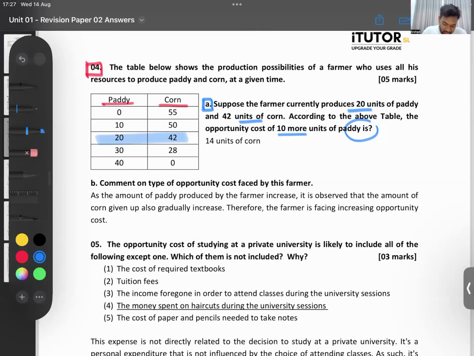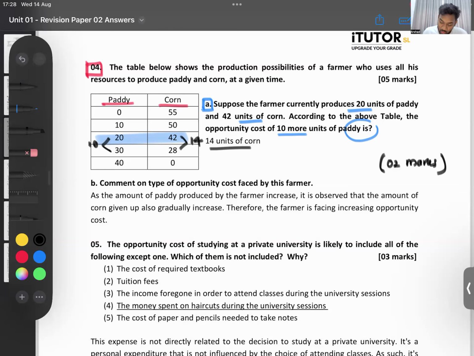They are saying, what is the opportunity cost of producing 10 more paddy? So to produce 10 more paddy, how much corn should I sacrifice? To produce 10 more paddy, I have to sacrifice 14 units of corn. So that has to be a complete answer. If you only say this, for this question you will get 2 marks. 14 units of corn.